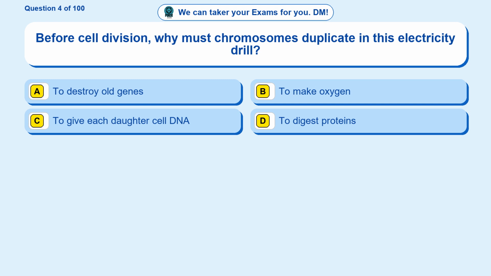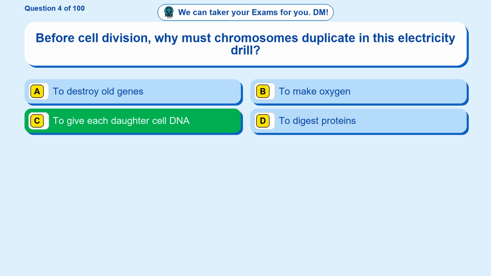Question 4. Before cell division, why must chromosomes duplicate in this electricity drill? Option A, to destroy old genes. Option B, to make oxygen. Option C, to give each daughter cell DNA. Option D, to digest proteins. The correct answer is option C, to give each daughter cell DNA.